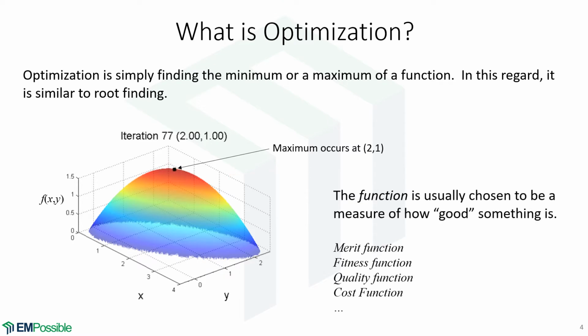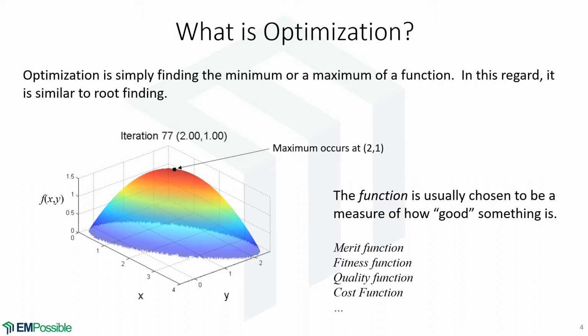So this function isn't normally something like just a closed form Gaussian, right? Because then we know where that maximum is. This function is usually the result of a simulation or some kind of complex calculation, and it's a measure of how good this thing is that you're trying to optimize.